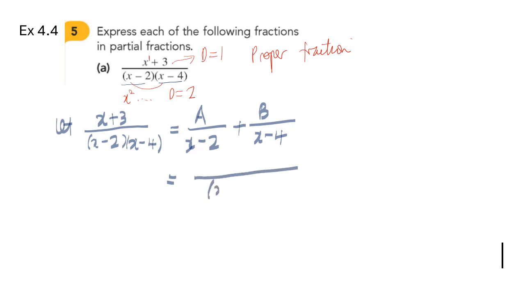Right, then we combine them. There's one easy way to remember what to multiply your a with. You just close up x minus 2, because the denominator for the first partial fraction is x minus 2. So when you close up x minus 2, then you're left with x minus 4. Then you know that you need to take a times x minus 4.